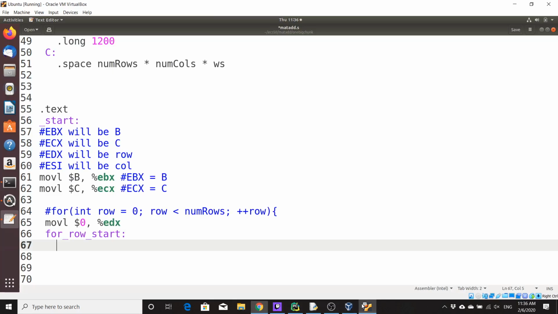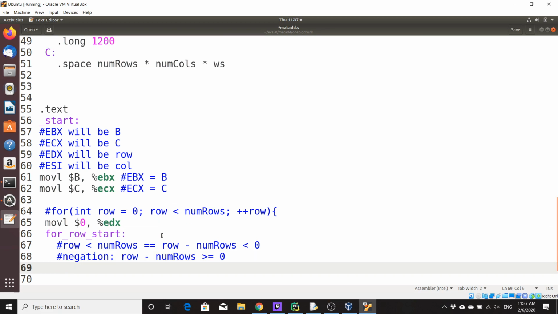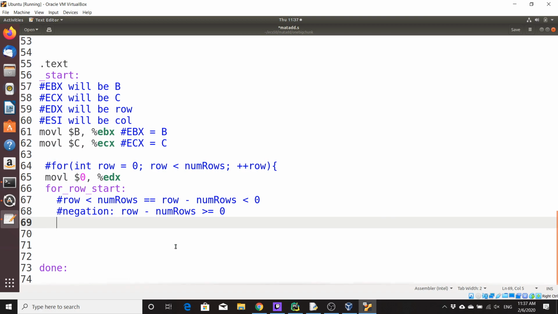Right, all of our comparisons have to be against what? 0. Is this comparison against 0? No, right? So row less than num rows, well, that's equivalent to row minus num rows less than 0. And its negation, because I always work with the negations for the for loops, is row minus num rows greater than or equal to 0. Right? So what I have to do is I have to do this subtraction. How can I do row minus num rows?